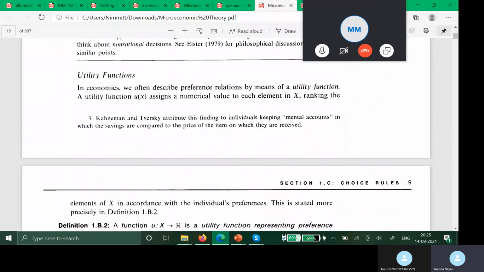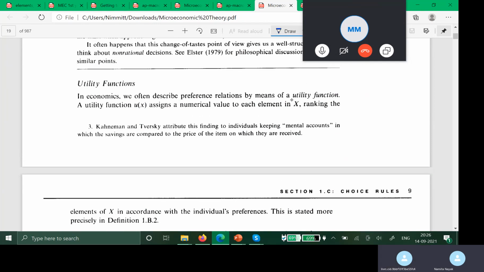So utility function, I told you in the last class, is actually assigning a numerical value to each element in X. This capital X is the set of alternatives. Ultimately, the consumer will go for that bundle which is providing more utility, correct? When they put the numerical value in the utility function, then only can he know which bundle is giving him greater satisfaction.